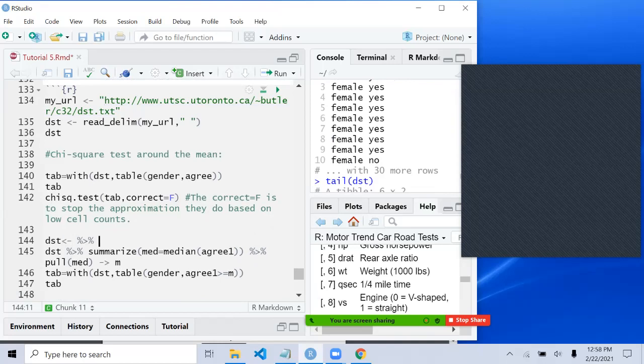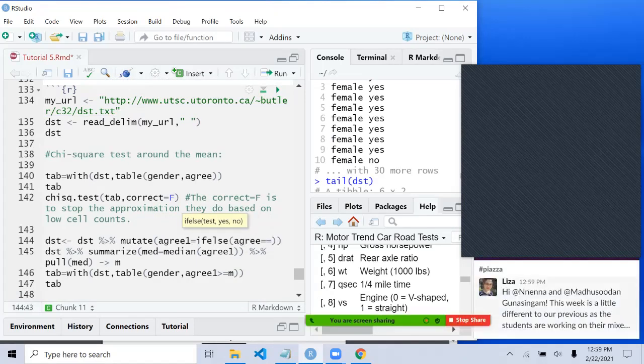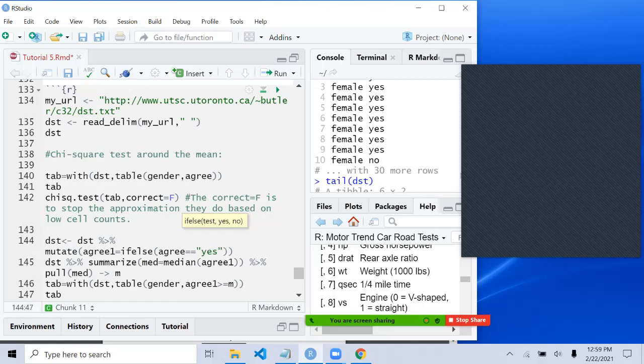So it's called DST. Mutate if else. So I called it agreed 1. I lost it in my code, but I called agreed 1 equal to if else. So if, for instance, the agreed is equal to yes, give it a value of 1, otherwise 0. Right? This is me creating a new variable called agreed 1.